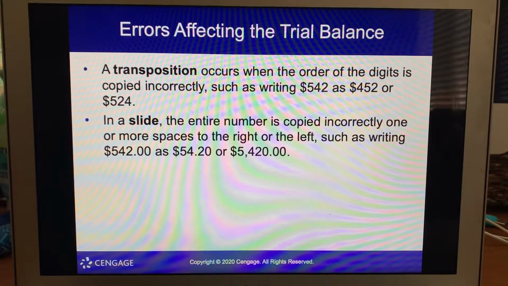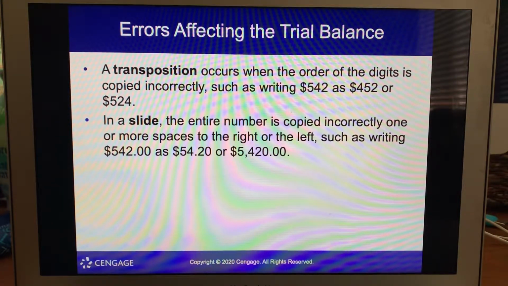Errors: a transposition occurs when the order of the digits is copied incorrectly, such as 542 as 452 or 524. In a slide, the entire number is copied incorrectly, one or more spaces to the right or the left, such as writing 542 as 5420 or 5,420.